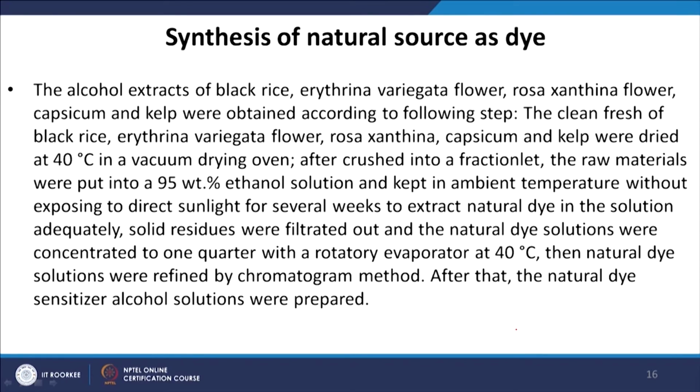The cleaned black rice, Erythrina variegata flower, Rosa xanthina, capsicum and kelp were dried at 40 degrees centigrade in a vacuum drying oven after being crushed into granules. The raw materials were put into a 95% ethanol solution and kept at ambient temperature without exposure to direct sunlight for several weeks to extract the natural dye adequately. Solid residues were filtered out and the natural dye solutions were concentrated to 1/4 with a rotary evaporator at 40 degrees centigrade. Finally, the natural dye solutions were refined by the chromatogram method. After that, the natural dye sensitizer alcohol solutions were prepared.